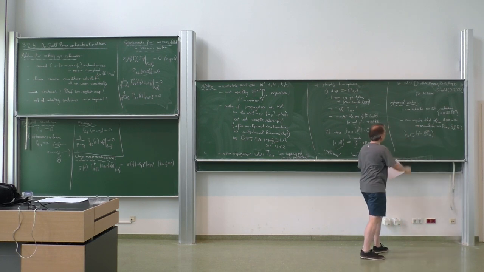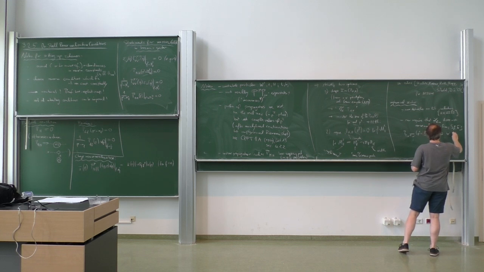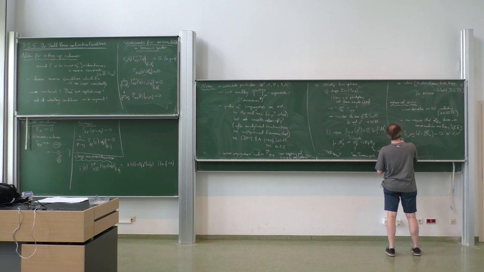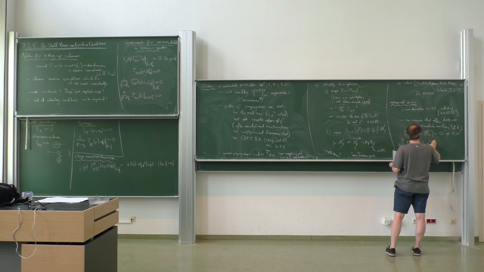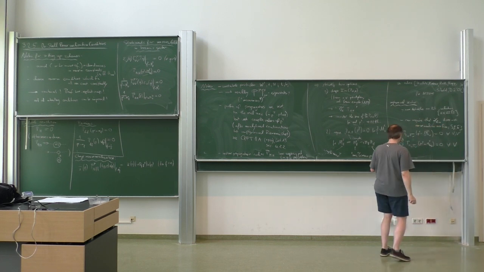So all the diagonal and off-diagonal ghost self-energies at the corresponding masses are zero. Diagonal and off-diagonal, and also the derivatives of the diagonal ones. They are one.